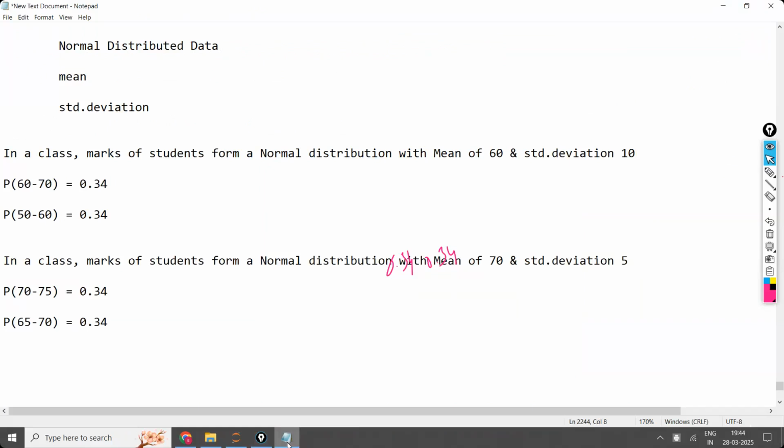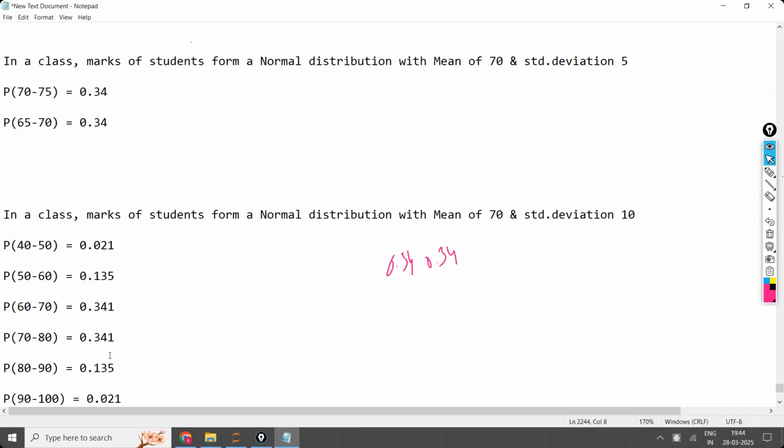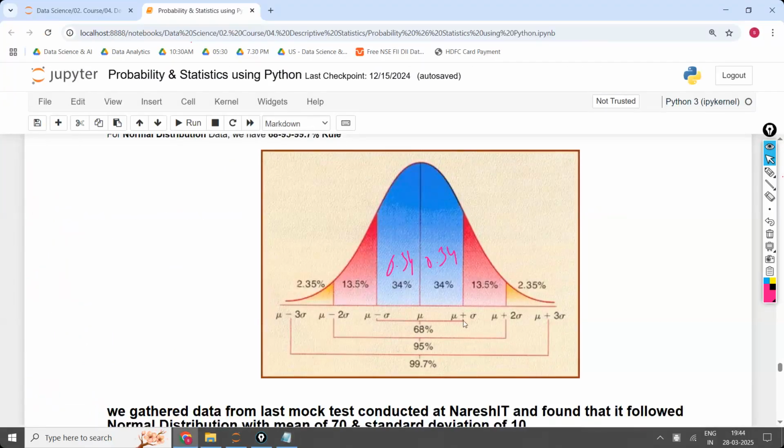Last class we completed these 2 in the class, and at the end we did this one. I also asked you to do this one yourself. The reason for doing this is the concept that mu to mu plus 1 sigma is always 34%. Mu minus 1 sigma to mu is always 34% because it is a symmetrical distribution. For normal distribution data, whatever distance is on the right side, the same distance will be on the left side.